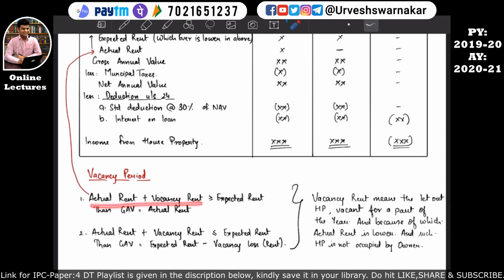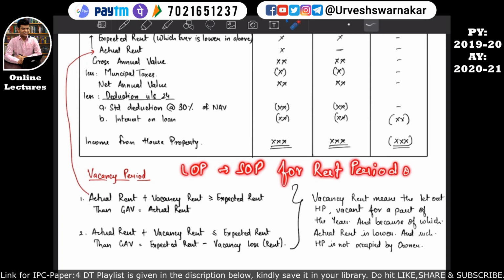And if this total, actual rent plus vacancy period, that means the 6 months actual rent he is receiving, the same he would receive for the vacancy period also for the remaining 6 months, if the entire total of these two is greater than or equal to expected rent, then the gross annual value will be equal to the actual rent. So this is a relaxation given if he is not using his let out property as a self-occupied house property for the rest of the year. I hope this is quite clear to you all by now.